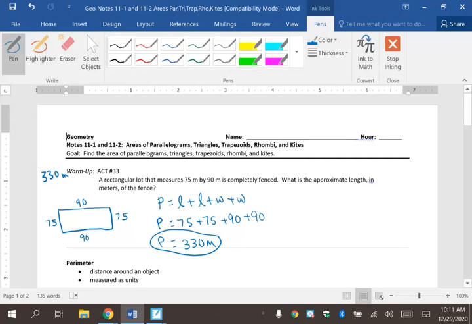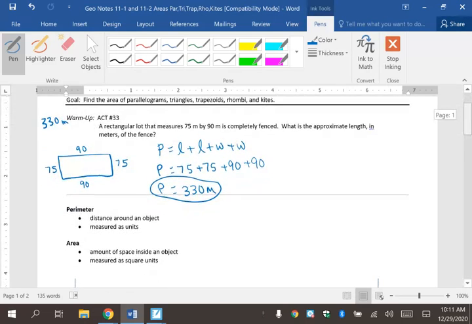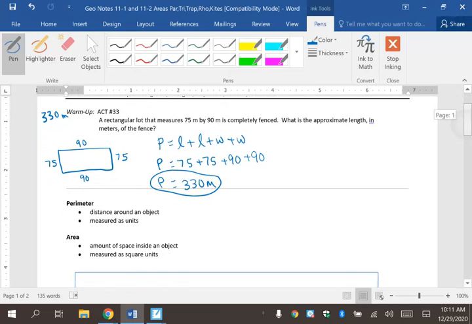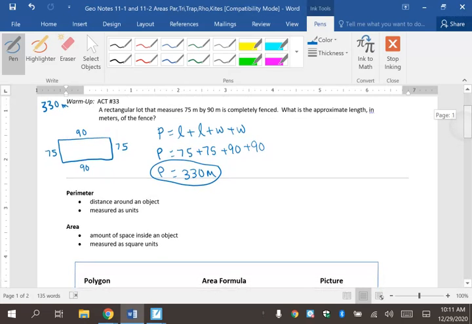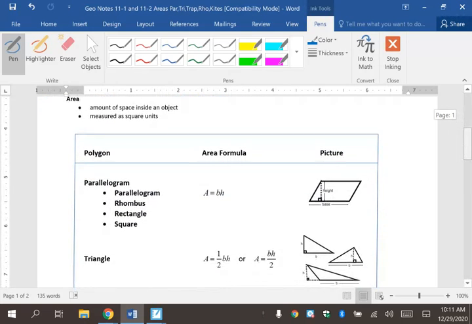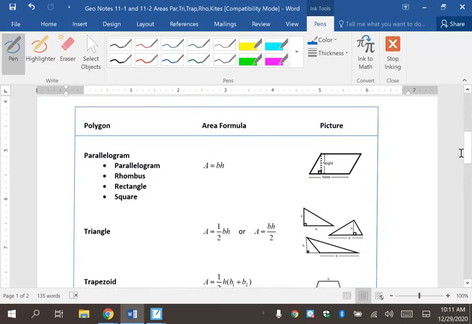Okay, so perimeter is distance around an object, and it's measured in units. Area is the amount of space inside of an object, and it's measured as square units. So you already should know that area formula for a parallelogram. That includes your parallelogram, rhombus, rectangle, and square. So if you're given any of those four objects, the area formula is just base times height.